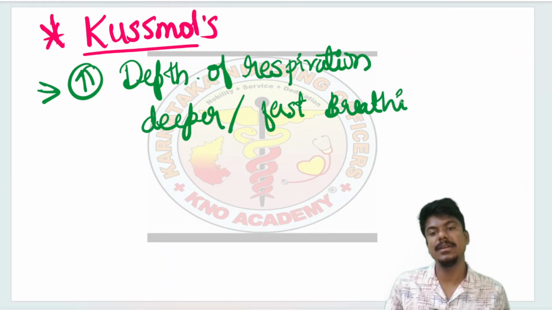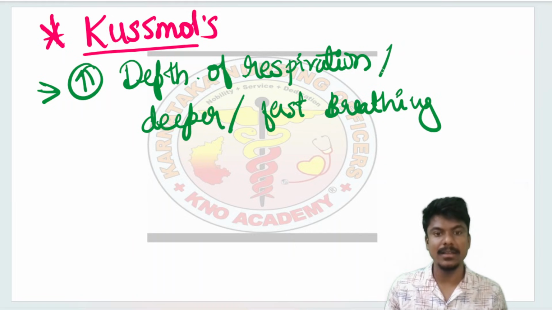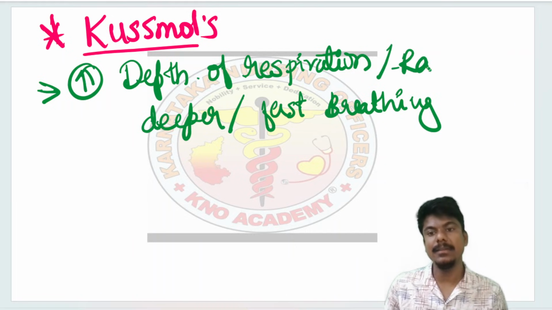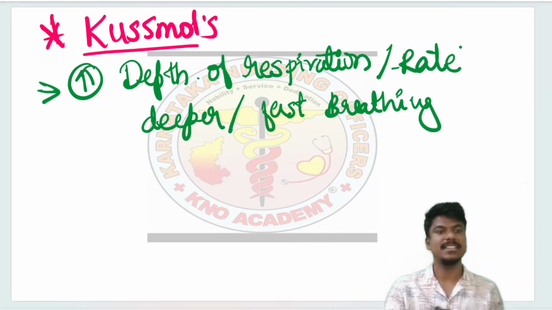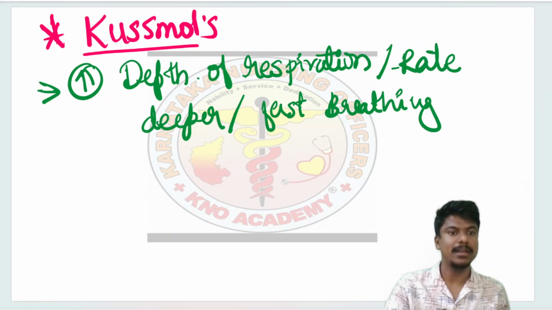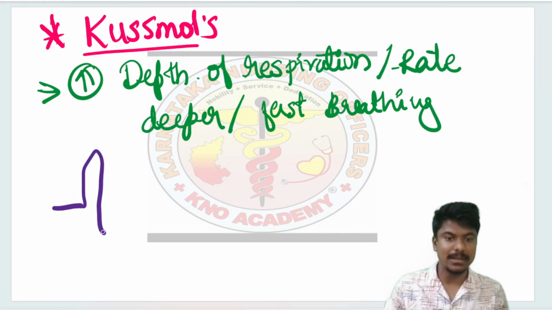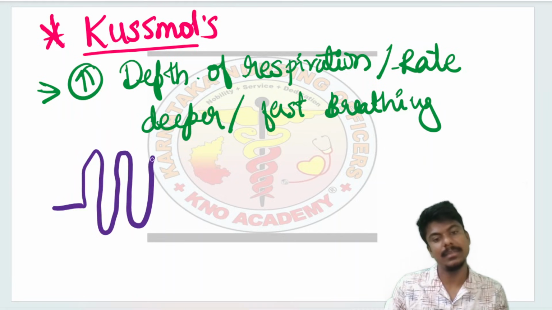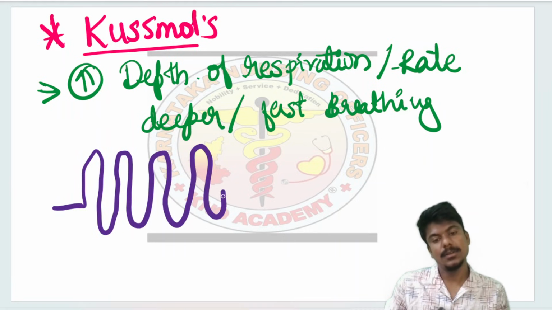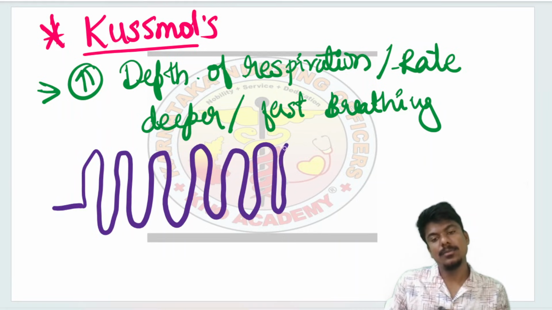Kussmaul's breathing is especially seen in case of DKA, with increased rate and depth of respiration. Okay, so I'll draw the diagram, I'll draw the chart here. You can see, this one is the normal baseline. So increased depth and rate will be there. This is your Kussmaul's breathing pattern.